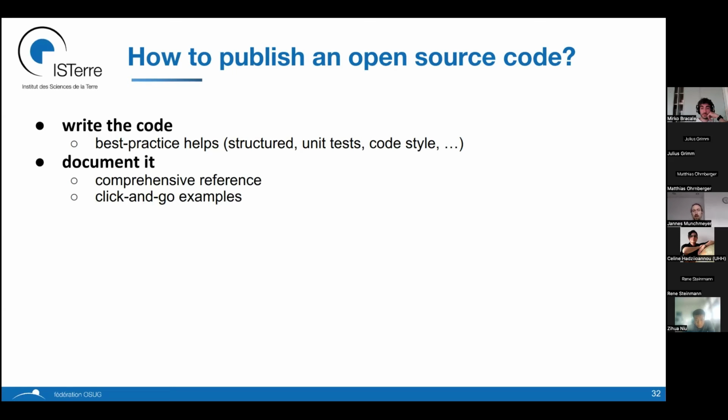Second point is document it. It's important to document. You need a comprehensive reference because you don't want people to have to look at the code to figure out, reverse engineer the code to use it. So what the code does needs to be properly documented. Code that is not usable by someone who hasn't written it is not useful code. And the most useful part is click and go examples.